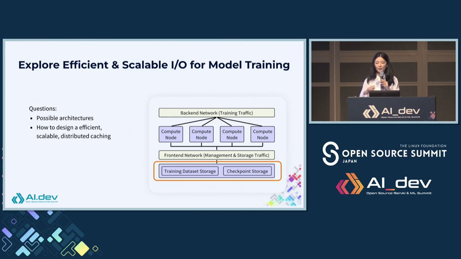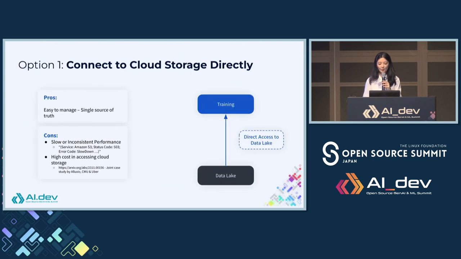So I'm going to explore some possible architectures, and then Bin is going to talk about how to design efficient, scalable distributed caching in this architecture. There are really three options to make the I/O efficient and fast. The first option is really simple. It's just to connect your data lake, which is your source of truth and stores all of your data sets, directly with your training nodes.